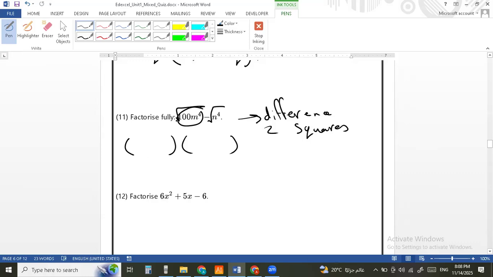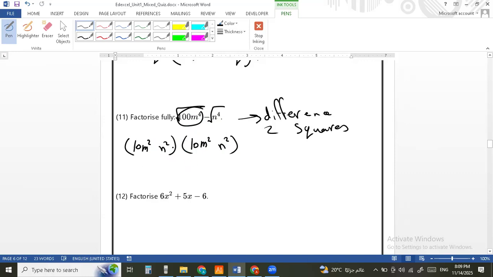Right over here, the square root of the first: the square root of 100 is 10. The square root of m to the power of 4 is m to the power of 2. And I write the same thing exactly over here, 10m to the power of 2 as well. The square root of n to the power of 4: well, we learned that we divide the power by 2, so it is n to the power of 2. And this is n to the power of 2 because n to the power of 2 times n to the power of 2 is n to the power of 4.